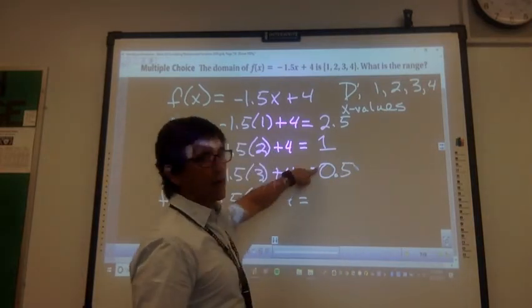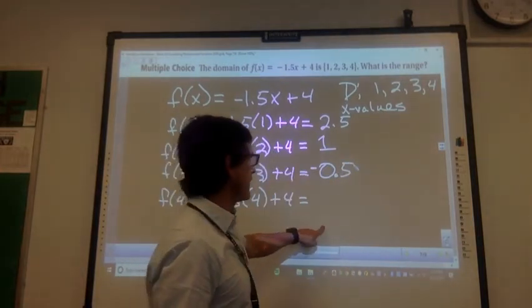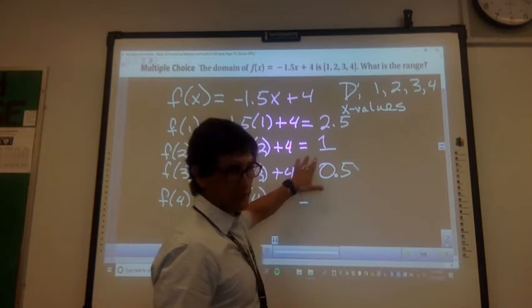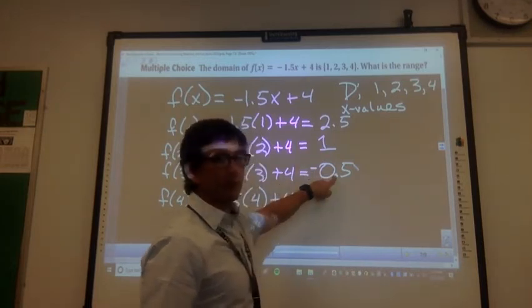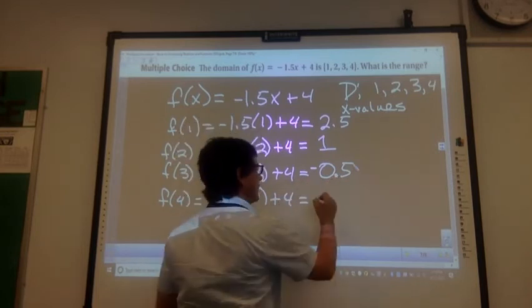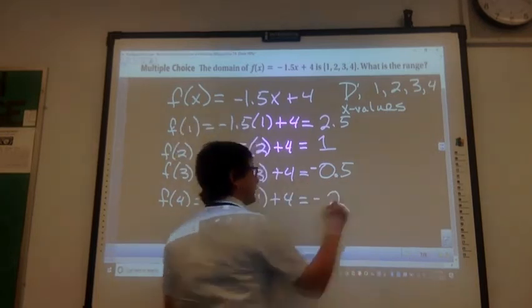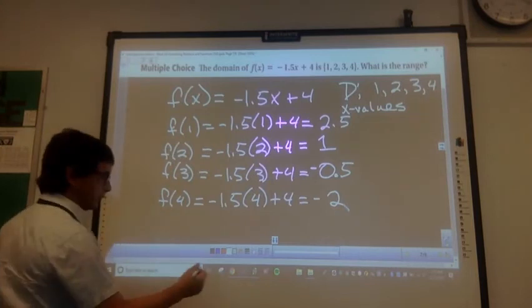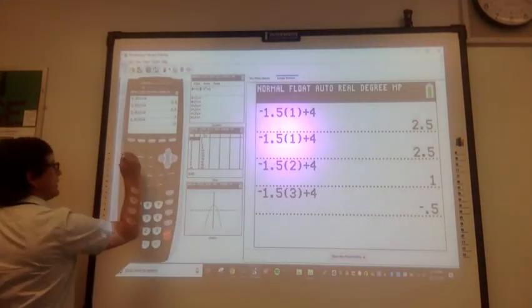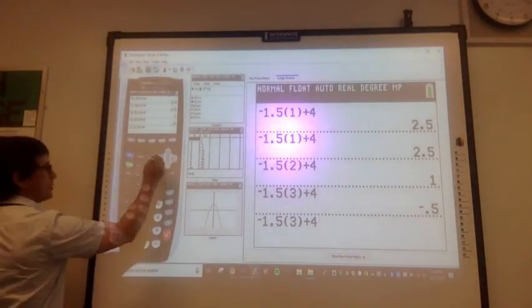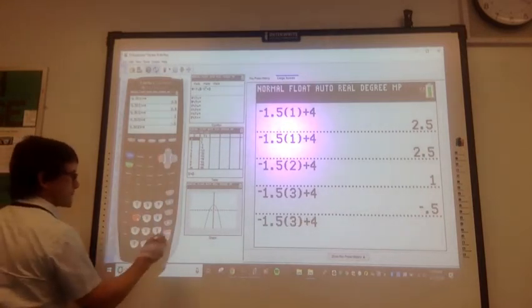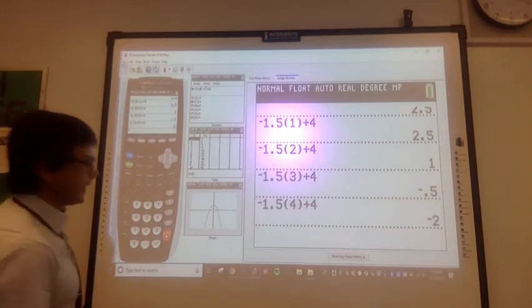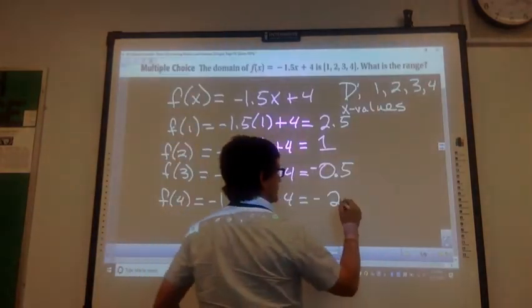So if we subtract 1.5 again, remember when you're subtracting 2 negatives, add them up, keep the sign. So 0.5 plus 1.5 would be 2. Keep the sign, negative 2. Then we'll double check on the calculator. Second enter, back. Plug the 4 in, and indeed we do get negative 2.